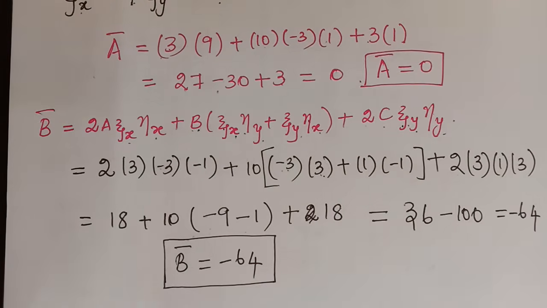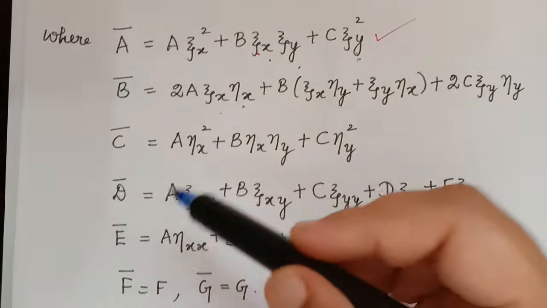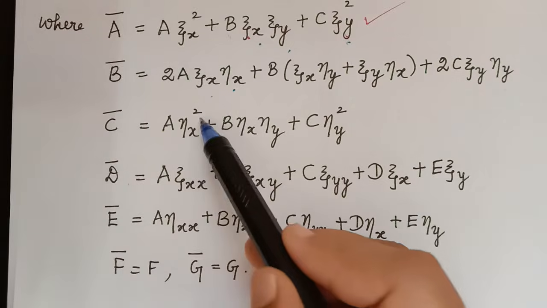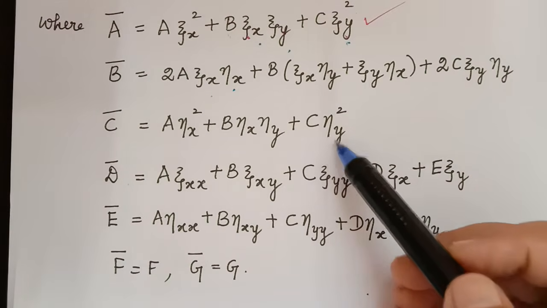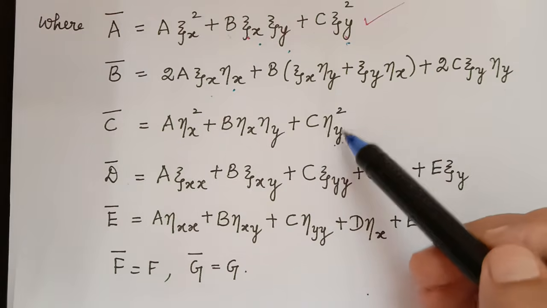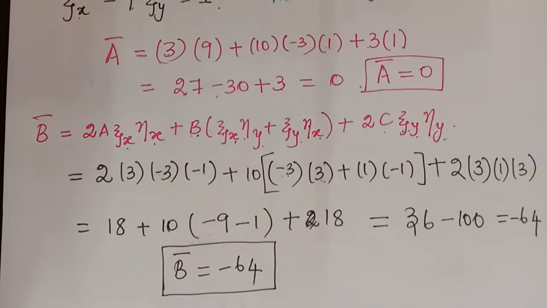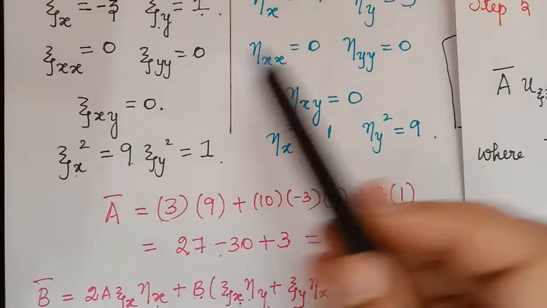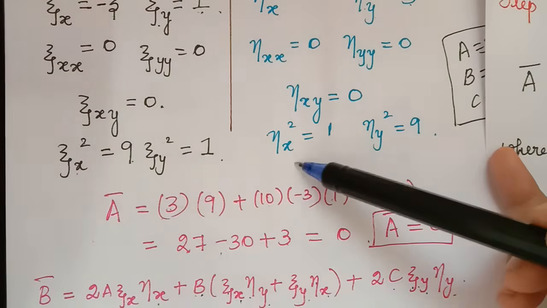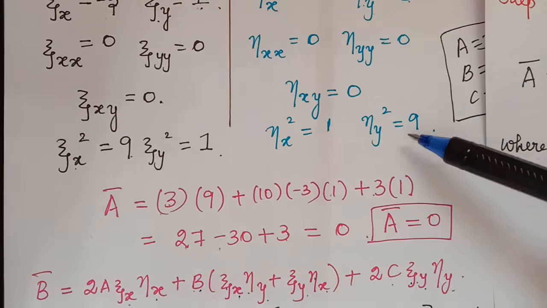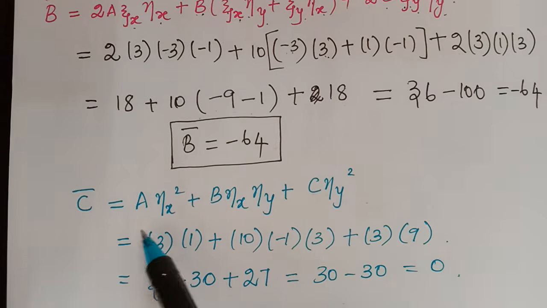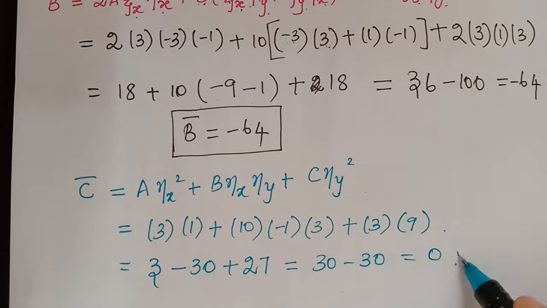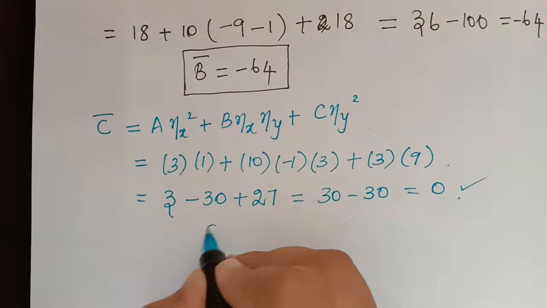Next we have to evaluate the value of C bar, D bar, E bar and F bar in a similar way. But if we see here we have eta x square, and here we have eta y square. And if we see here, eta x square is equal to 1. So let us substitute all these values. So this is C bar. When I substitute each of the values, we obtain it to be 0. So the value of C bar is equal to 0.